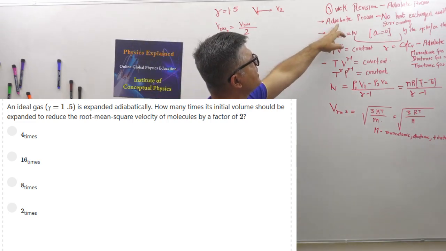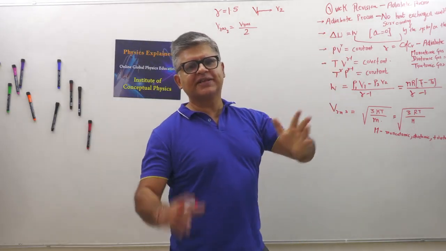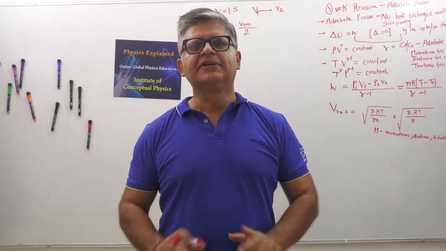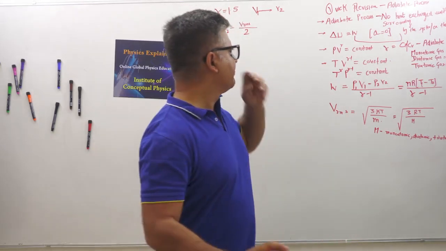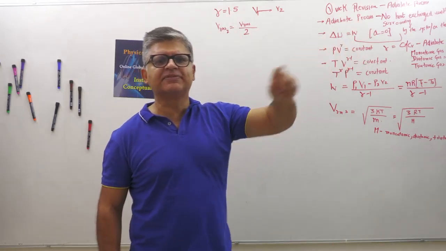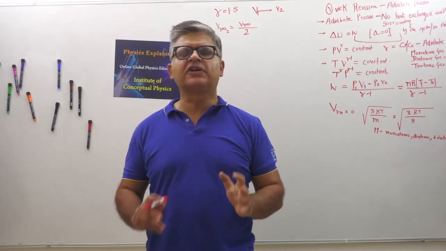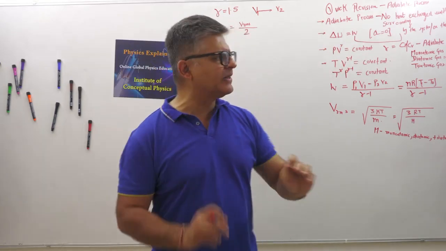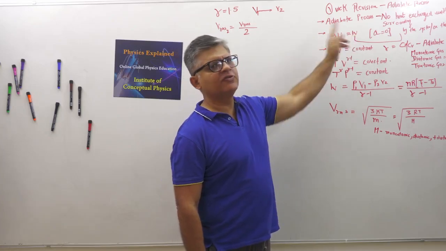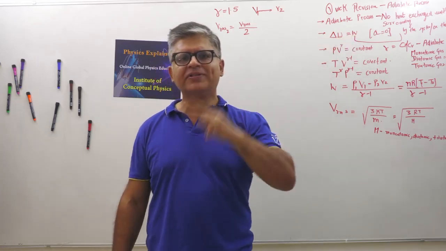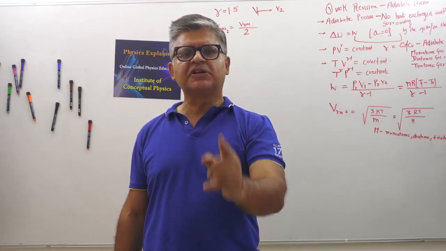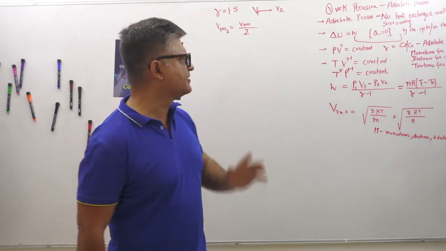So what is an adiabatic process? It's a process in which no heat is exchanged with the surrounding, which means delta Q, the heat supplied or taken from the system, is zero. Therefore, the first law of thermodynamics is written in a particular manner. The change in internal energy is equal to the work done by the system or on the system. This is the way the first law of thermodynamics is written for an adiabatic process.